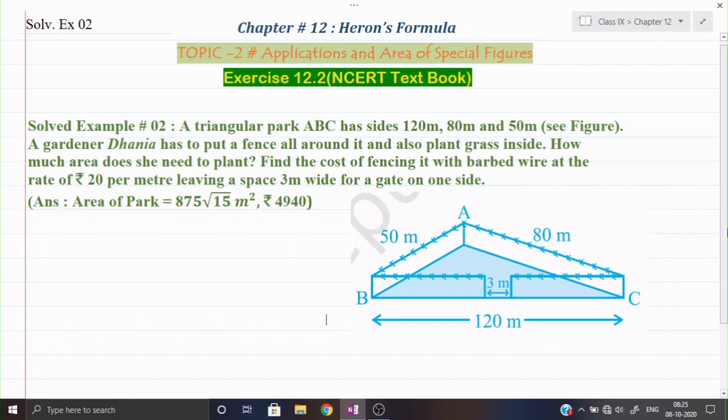So let us see, I am taking right now solved example number 2. In this it is given to us a triangular park ABC has sides 120, 80 and 50 meter. You can see the figure attached over there. A gardener Dhania has to put a fence all around it and also plant grass inside. How much area does she need to plant? Find the cost of fencing it with barbed wire at a rate of rupees 20 per meter, leaving a space 3 meter wide for a gate on one side.